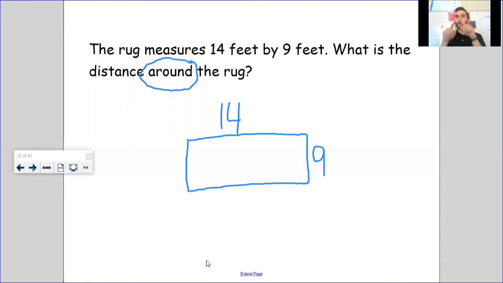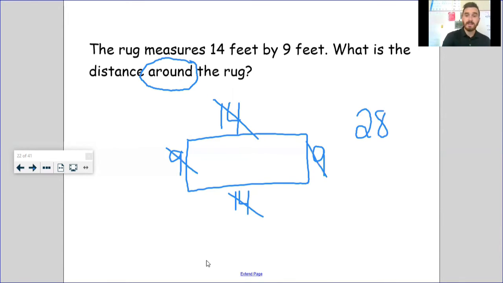Guys, you know perimeter goes around. If I'm measuring around this rug, once again, I'm finding the perimeter. So I've got my labels. I can go ahead and put the opposite sides down. And then all I have to do is add. Take 14 and 14. If I added those two together, I'd get 28. If I added 9 and 9, I'd get 18. Add those two numbers together and I'll have my perimeter.